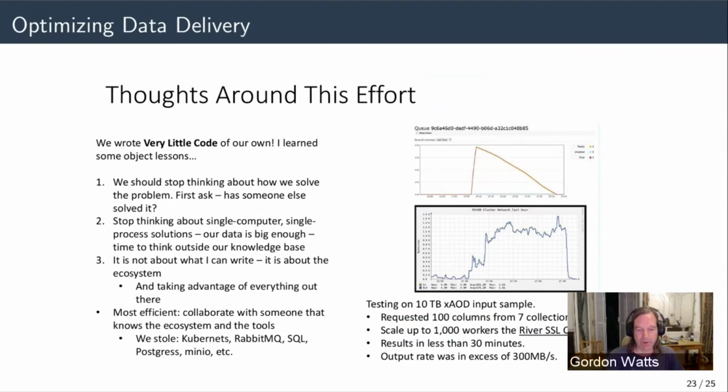So as an example, one of the tests we did was a 10 terabyte data sample. And we pulled out 100 columns of data, which was 30% of the file. So this is quite a large percentage of the file. And it took less than 30 minutes running over the network, which, for particle physics, is super good.